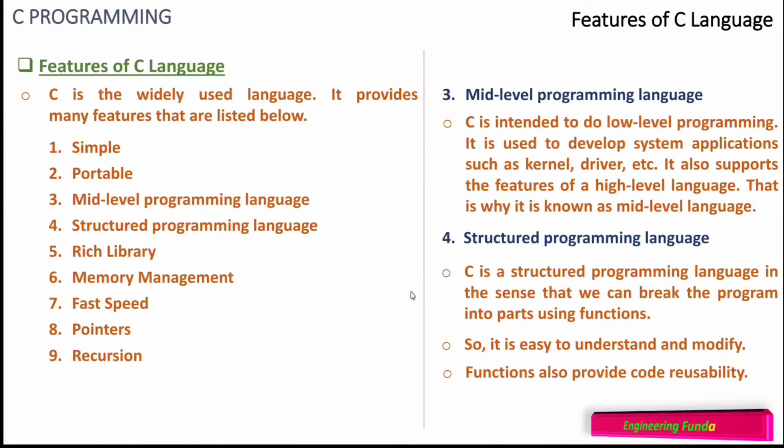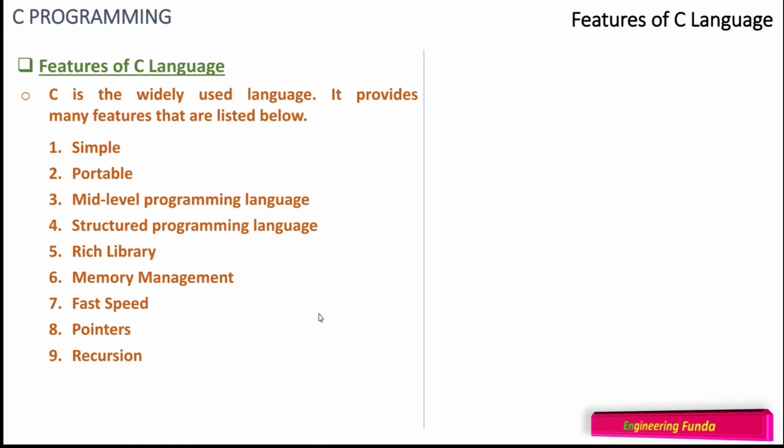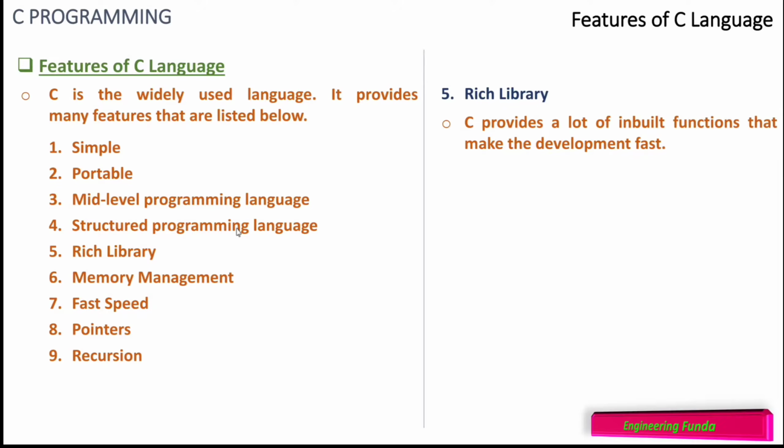That is the advantage of having it as a structured programming language. The fifth feature says that it has a very rich library. So we will see this in due course, that there is a big list of libraries available in C, from string.h to conio.h to math.h and various others. So it has a lot of inbuilt functions that make development fast.